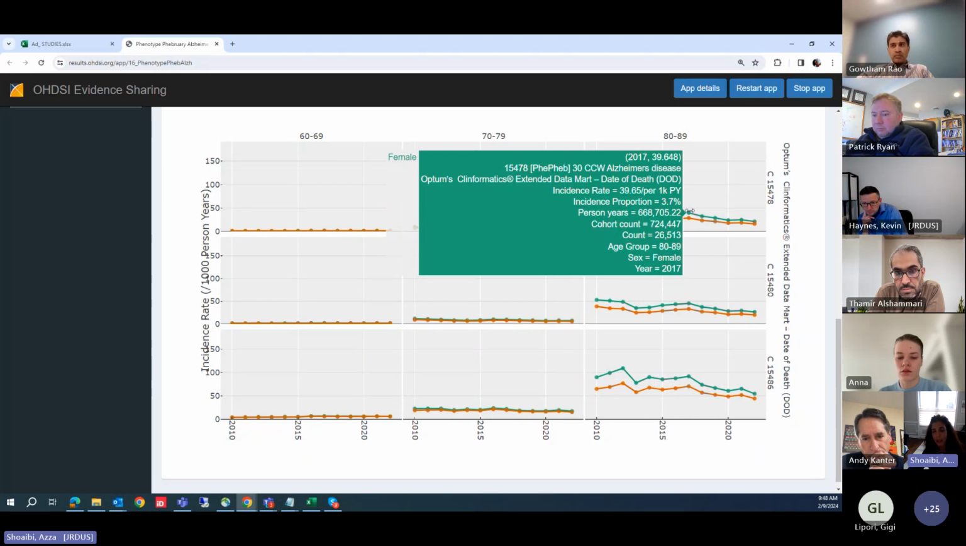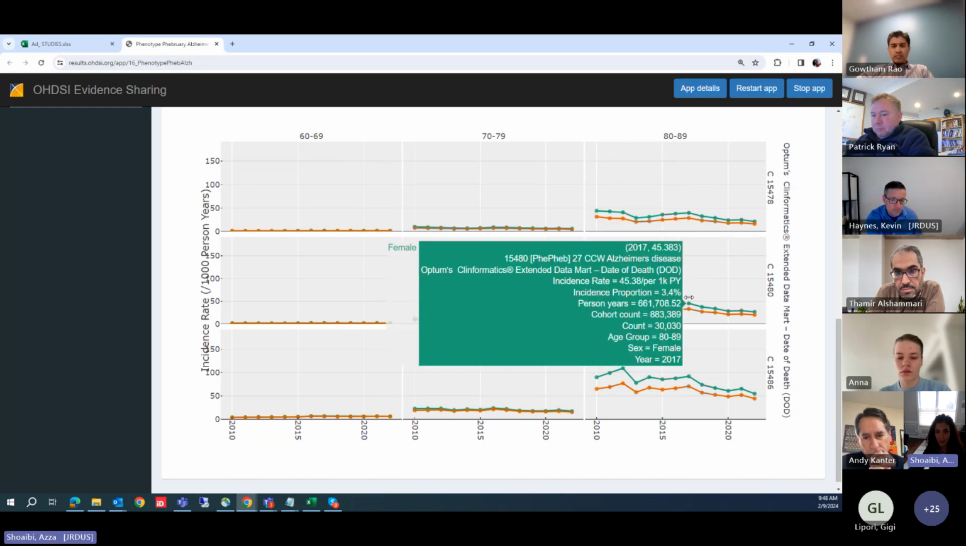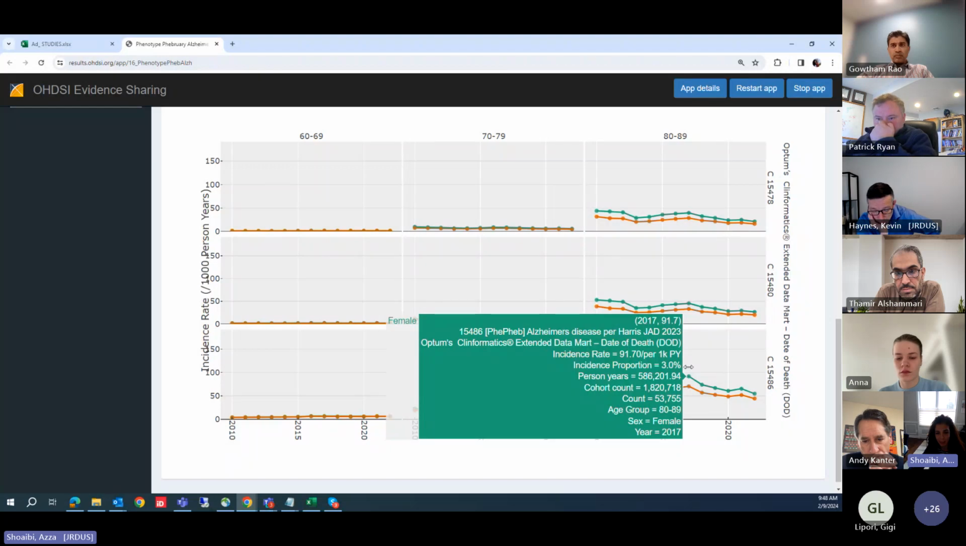39.65 using the CCW 30. So let's look at CCW 27. Now the incidence went up to 45.38. So it went up a little from 38 to 45. Now if I look at Harris for the same year, for the same subpopulation, now it jumped up to 91.